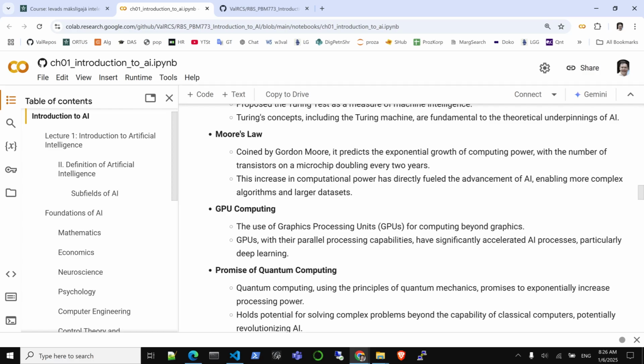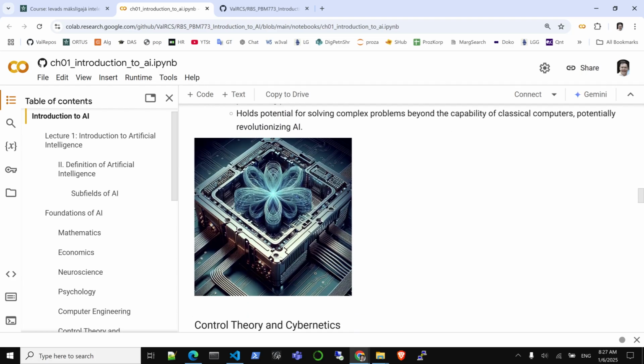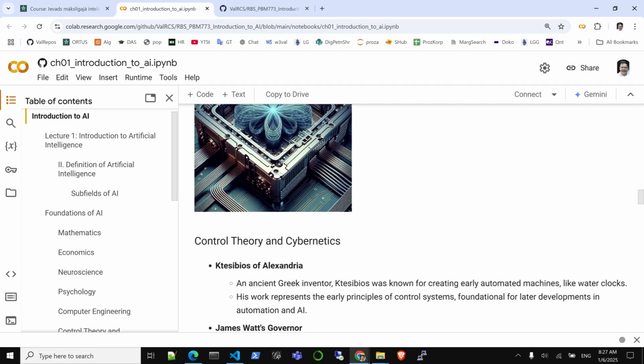There's huge potential to increase the processing power. It might solve problems beyond our classical computers. Maybe quantum computing will go together with our current advances in AI. Maybe it will be the next level. We don't know yet, right?